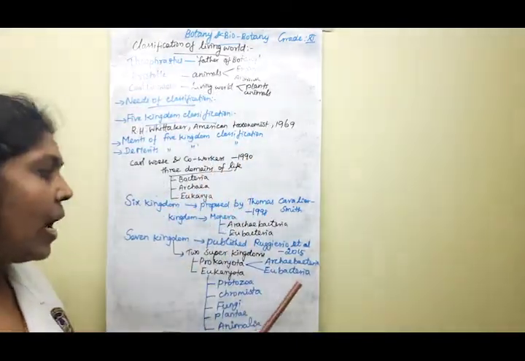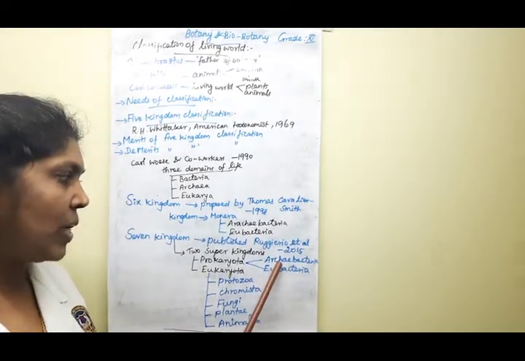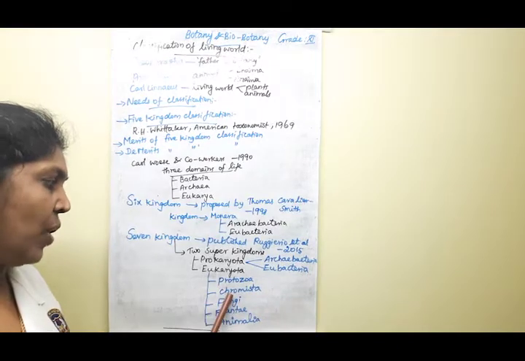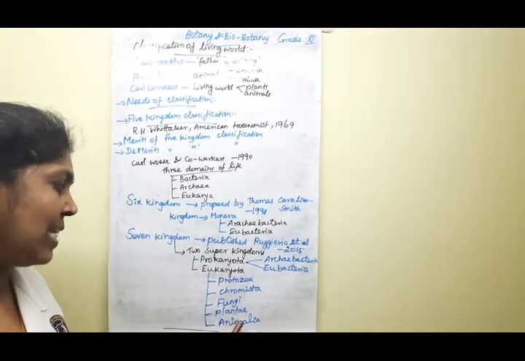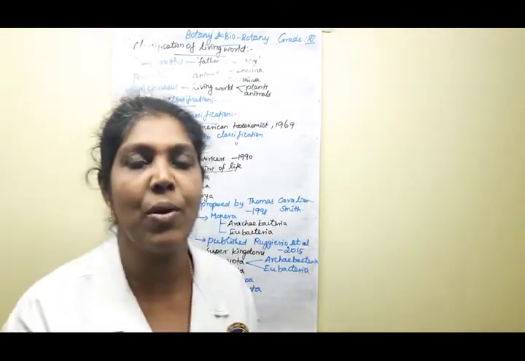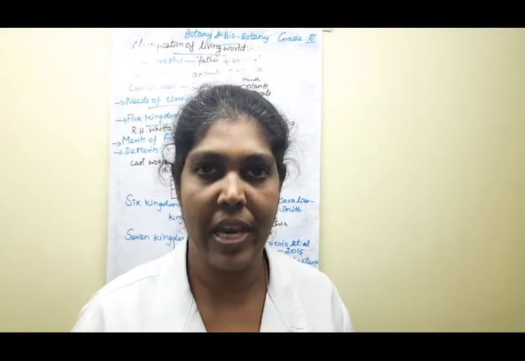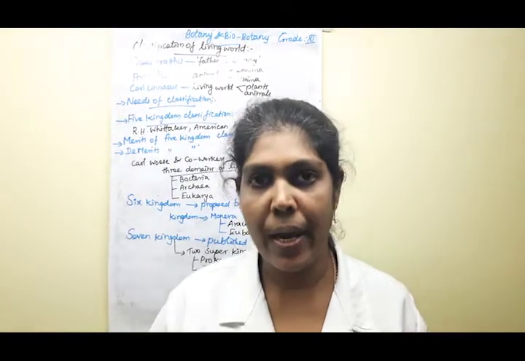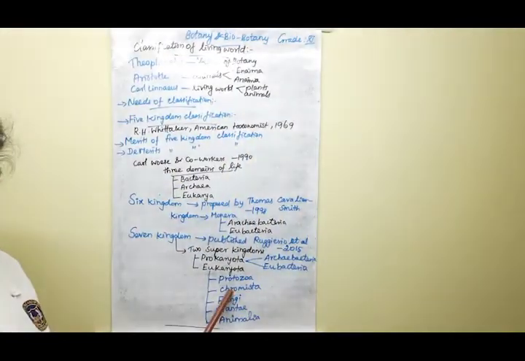Then finally, how many kingdoms are there? The first is Archaebacteria, the second Eubacteria, the third Protozoa, the fourth Chromista, the fifth Fungi, the sixth Plantae and the seventh Animalia. This is how they frame the 7 kingdom system of classification. Understood children? Say yes or no? Yes, very good children.